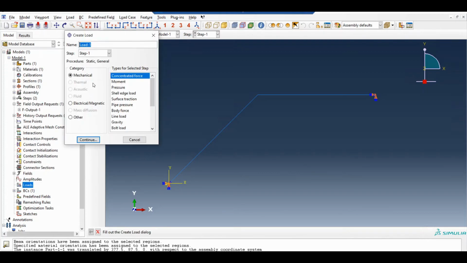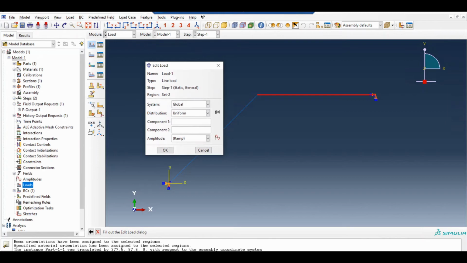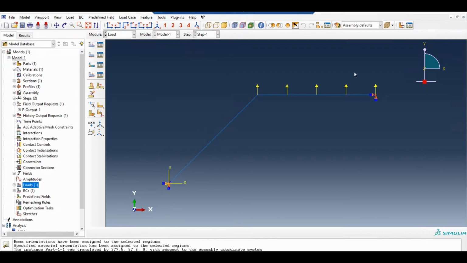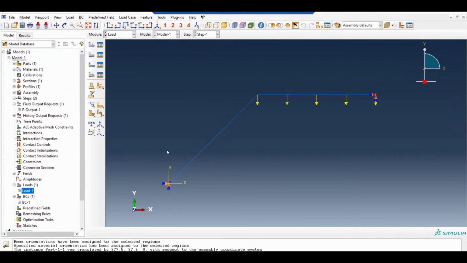Now let's go to load. Here we are applying a line load. Click on line load, continue, select element 2, done. Now we're applying a downward UDL. This UDL should be in pounds per inch, so that equals 83.33 for this case. So done. This is applying it upwards, but our load is applied downwards, so let's put this one as minus.